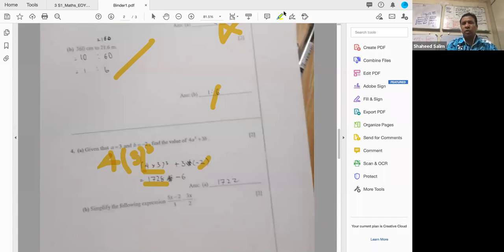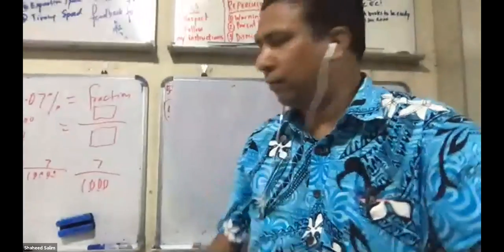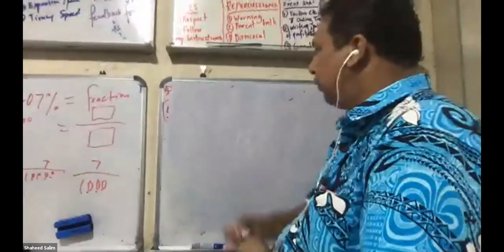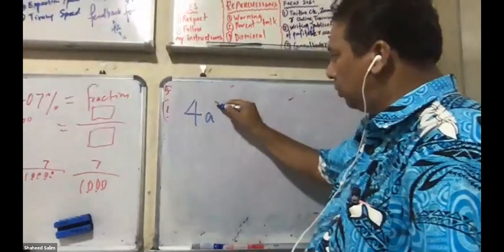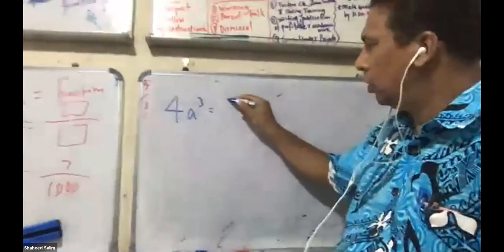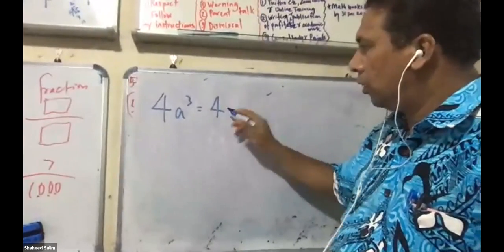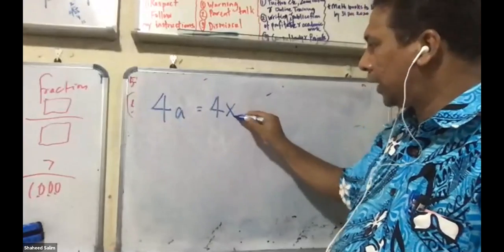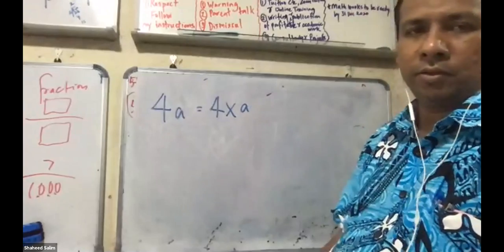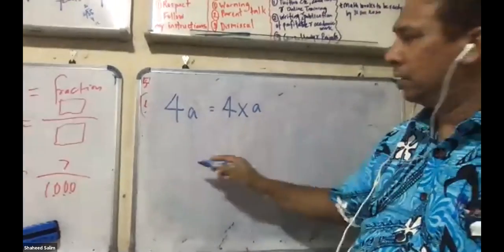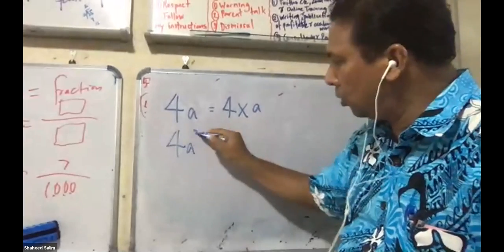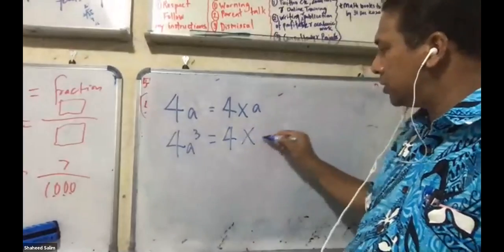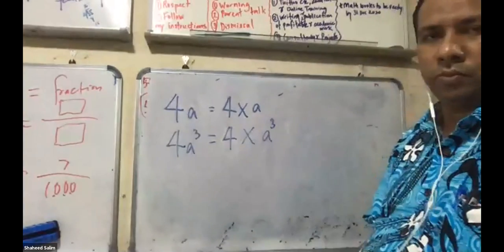Now, I'll show you down here so that you are very, very clear of it. Now, 4A cubed equals... okay, we look at this one first. 4A is 4 times A. Correct? 4A cubed is equals to 4 times A cubed.